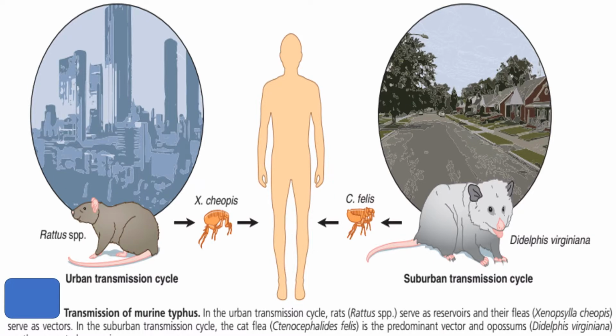This is the transmission of murine typhus. In the urban transmission cycle, Xenopsylla cheopis and Rattus species. In suburban transmission, the cat flea, Ctenocephalides felis, is responsible, and opossums are suspected.